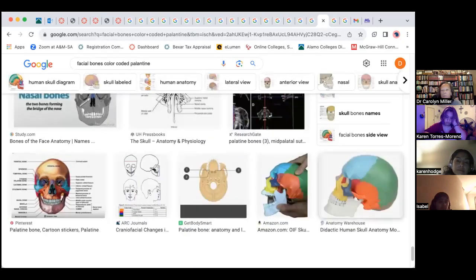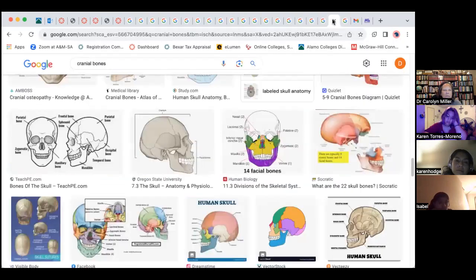Here's my temporal, parietal, knowing those bones. Again, for the cranium, they will be in place. For the facial, they will also be in place. Yeah, I think I was trying to find the palatine.